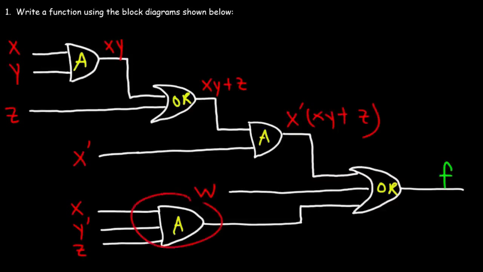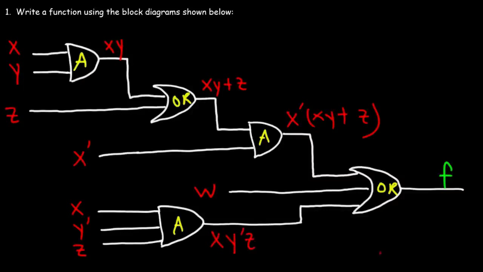Now, let's talk about the AND gate at the bottom. This is a 3-input AND gate. And the output of that AND gate is simply going to be the product of the 3 inputs. And so that's going to be X times Y prime times Z.